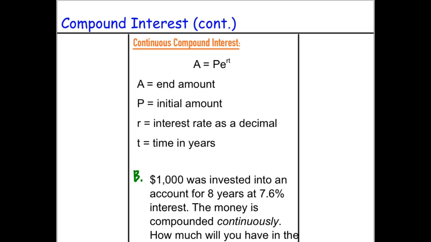Here, A is still our end amount, P is still our initial amount, R is still your interest rate as a decimal, T is your time in years. The new piece is this E. E will come up on your calculator as e to the x. On most scientific calculators, it will be found by hitting second, followed by your ln, which is known as your natural log. That's beyond the scope of this class. So if you hit second ln, that will give you the e to the x. So make sure you just look for this.